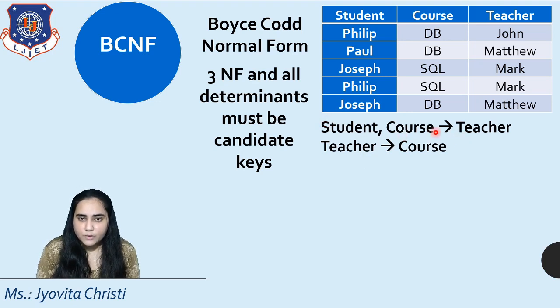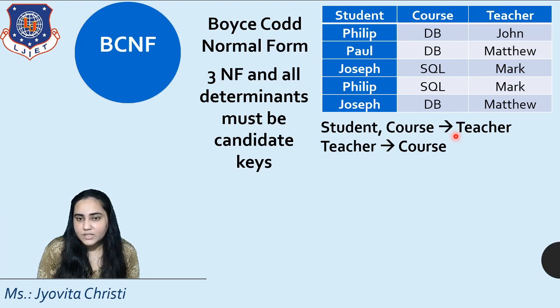Because if you look at it, student and course form a unique combination. For example, Philip and DB together never appear again in the table. Paul and DB also never appear again in the table. Joseph comes once with SQL, once with DB. So those combinations are unique too. And Philip and SQL is also unique. So all combinations of student and course are unique. And that is why student and course together form a candidate key.